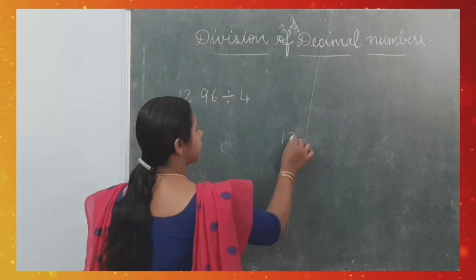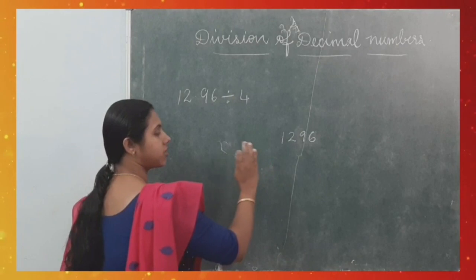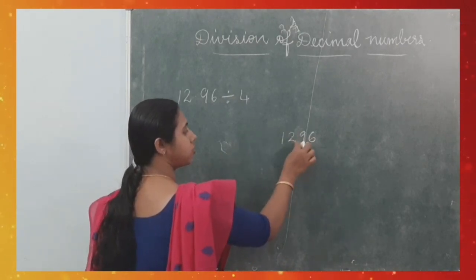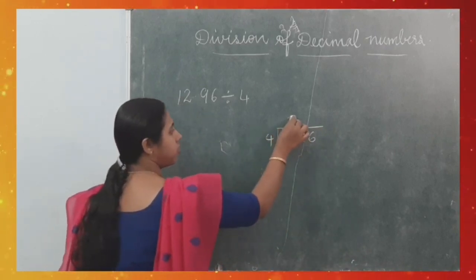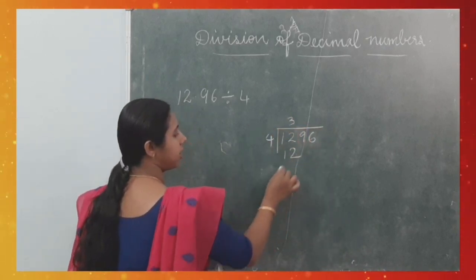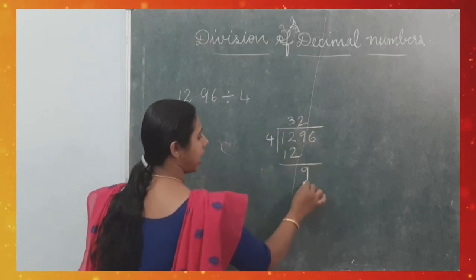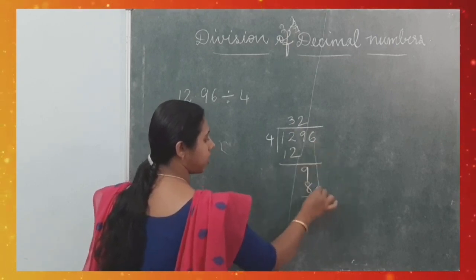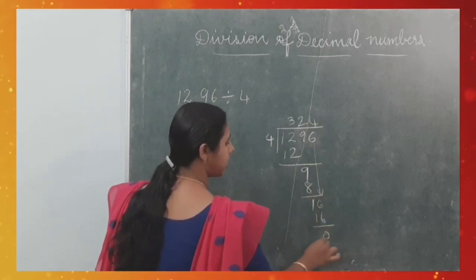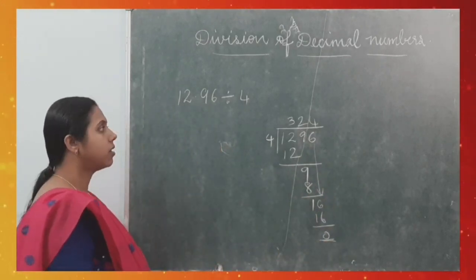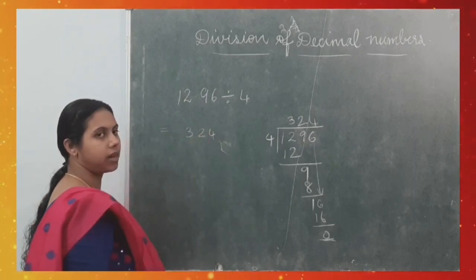So 1296. Just ignore the decimal point. Now just divide them as a whole number. So 1296 divided by 4. So it will be 3 4s are 12. Remainder 0. Next number is 9. 2 4s are 8. Remainder 1. Next number is 6. 16. 4 4s are 16. Remainder 0. So here we got 324.